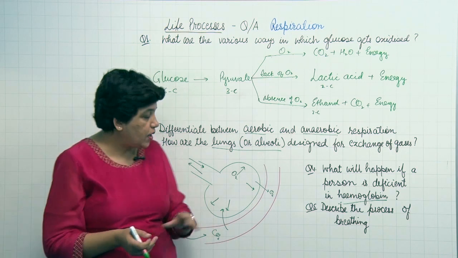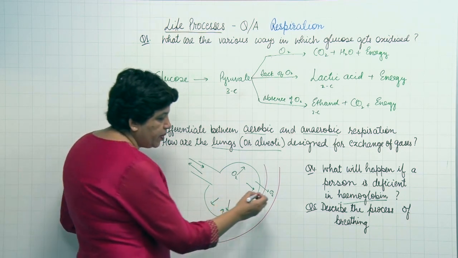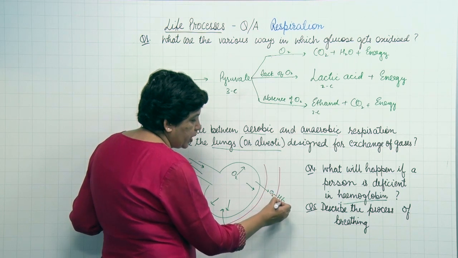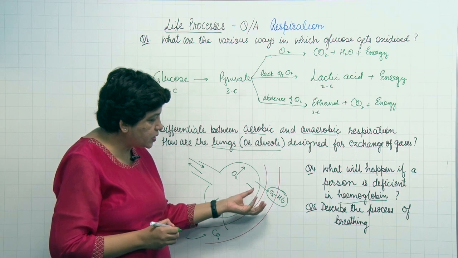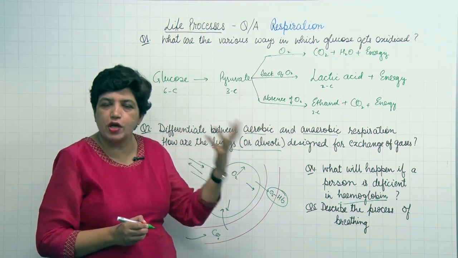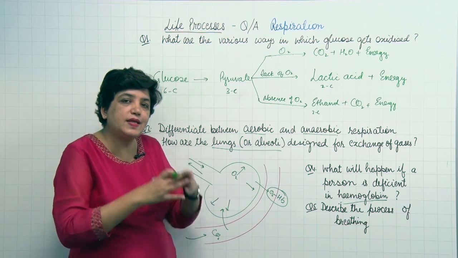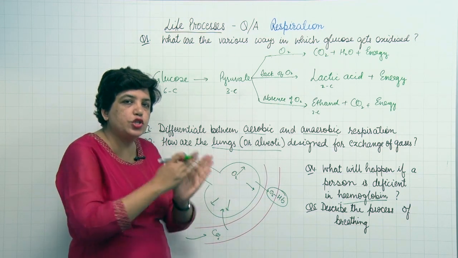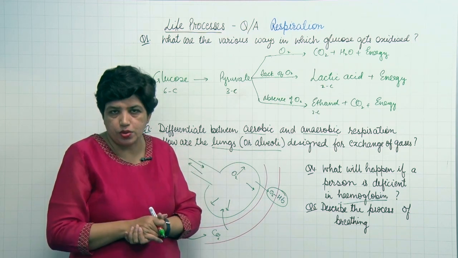Now once oxygen enters into the blood, what happens? It makes a complex with the hemoglobin. This is called oxyhemoglobin. And this complex is then supplied to each and every cell, every tissue, every organ of our body. So actually hemoglobin acts as a carrier which carries the oxygen to different parts of the organ, from the lungs to the other tissues, right.